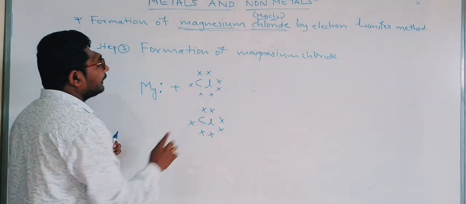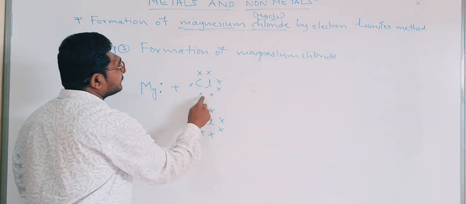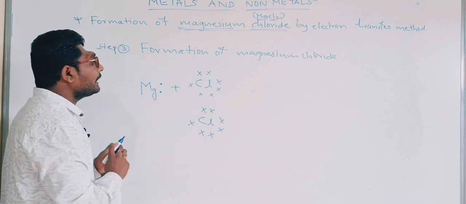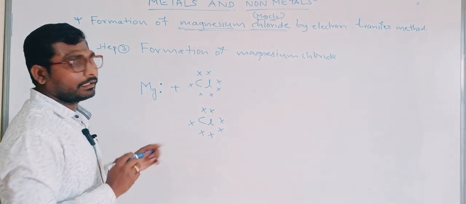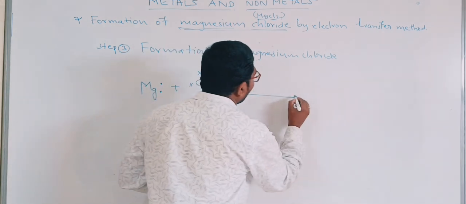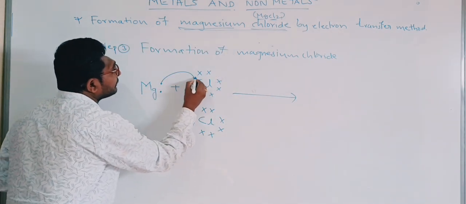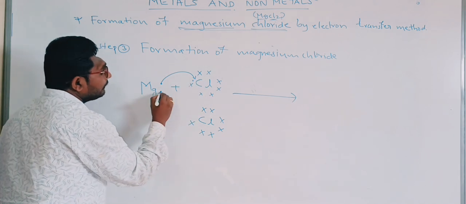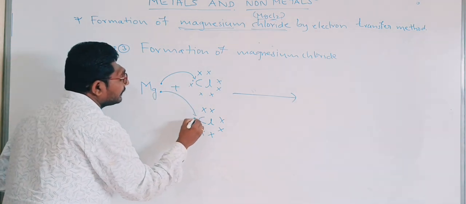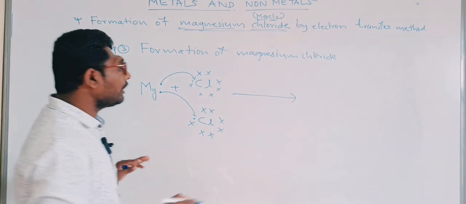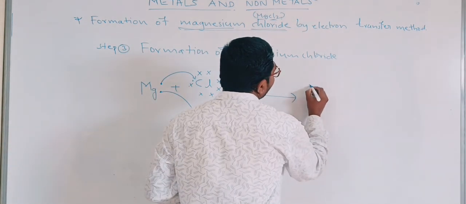So count here: 1, 2, 3, 4, 5, 6, 7, and 1, 2, 3, 4, 5, 6, 7. This is the formation of magnesium chloride. Here 1 electron jumps over, and here 1 more electron jumps over. So it is also stable. It is also stable. So magnesium.